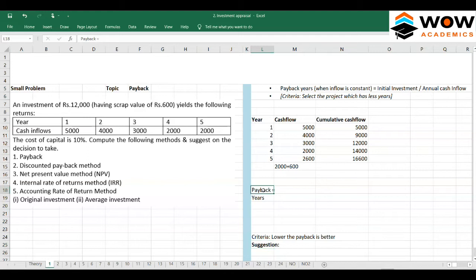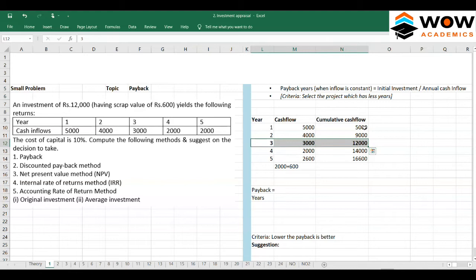Okay, so we'll start from the payback computation. Payback computation is a little bit tricky. First you have to find out how much is the amount that you have invested. The total amount that you have invested is 12,000. Look at in which year the 12,000 is recovered. If you see, it is exactly recovered in year 3.